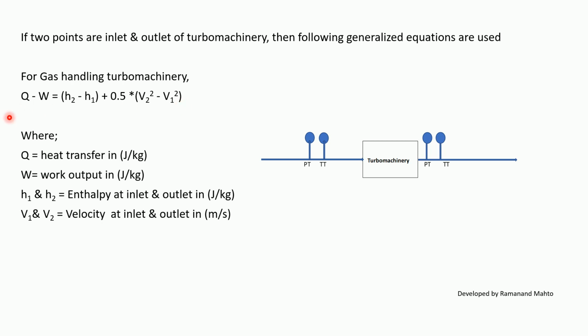So how we can use the thermodynamics basic principle of energy conservation? One is the Q, which is heat transfer. Another is W, which is work head. So Q minus W is equal to change in energy. So you can write h2 minus h1 plus 0.5 into bracket start V2 square minus V1 square bracket close, where Q is heat transfer in joule per kg, W is work output in joule per kg, small h1 and h2 are enthalpy at inlet and outlet in joule per kg, and V1 and V2 are velocity at inlet and outlet in meter per second.